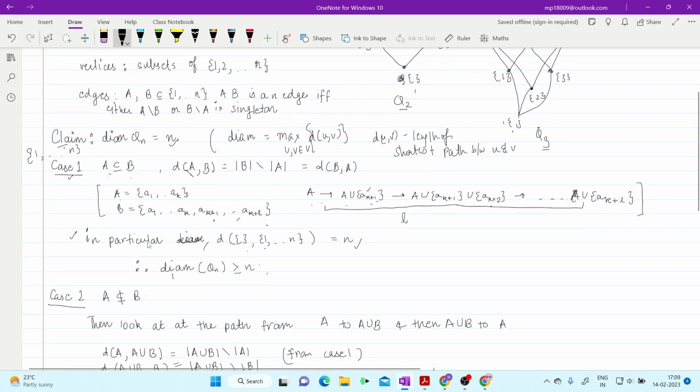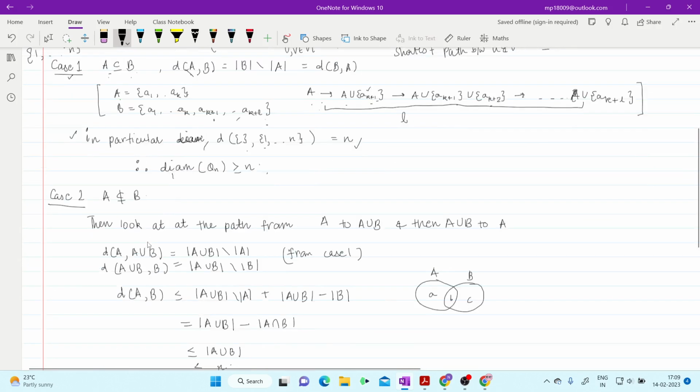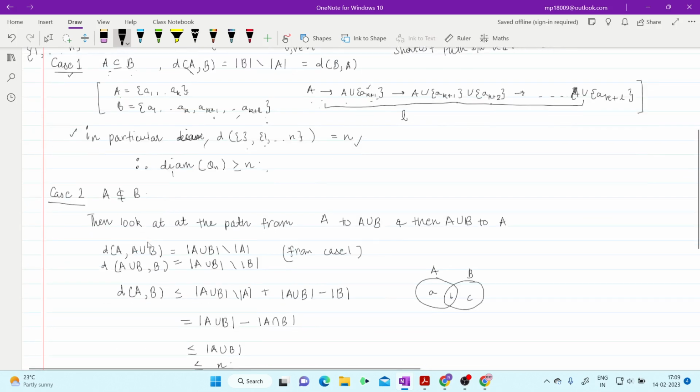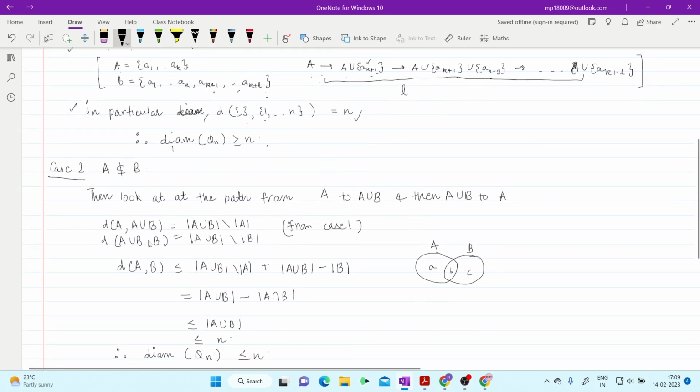Now we look at two general vertices. For two general vertices, we'll show that the shortest path between two general subsets is less than or equal to n. If we are able to show that, then we will be done. So the first case was A is contained in B. The second case is A is not contained in B, and neither is B contained in A.